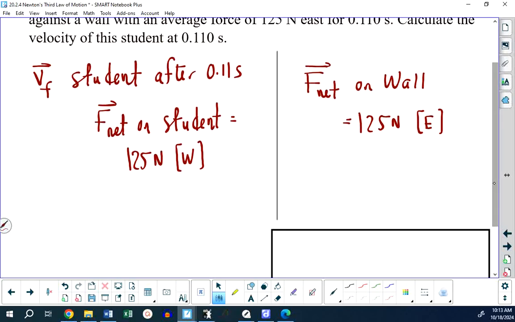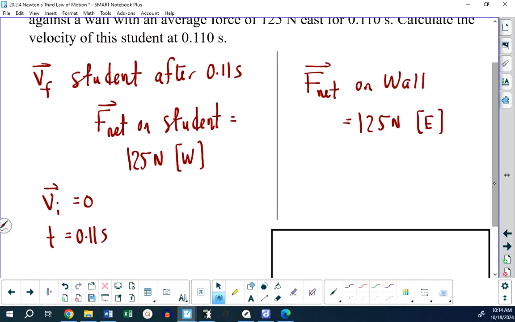Would you agree that VI of the student is 0? And would you agree the time is 0.11 seconds? So we have two kinematics descriptors. VI is 0, t equals 0.11. That's not enough to find VF. So how are we going to find VF here? What are we going to do? Get the acceleration using what? Not kinematics.